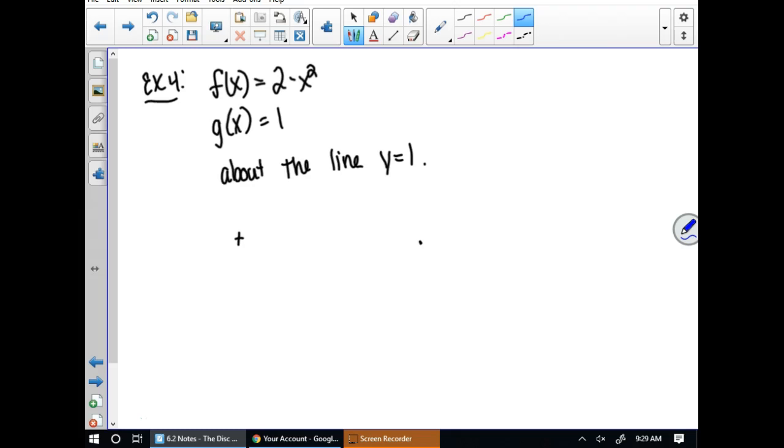Alright, so be really careful because I always tell my kids in all of my classes, even in calculus, everybody still messes this up. y equals 1, what kind of line is it? It is a horizontal line. You want to think that it's vertical because it says y equals, but it's a horizontal line. So we're rotating around a horizontal line here. So let's graph it first.